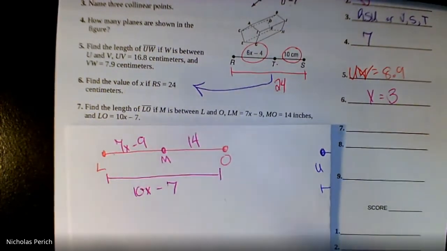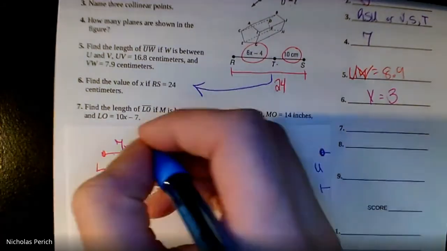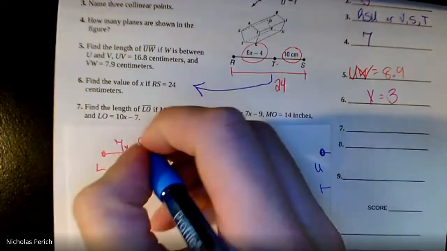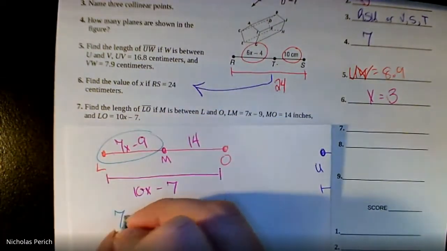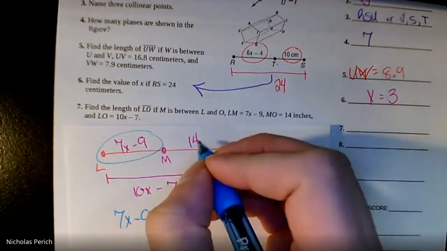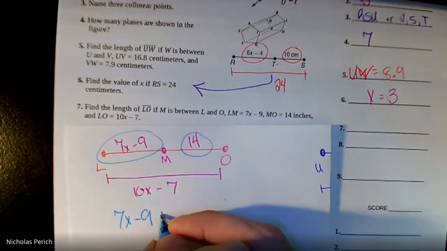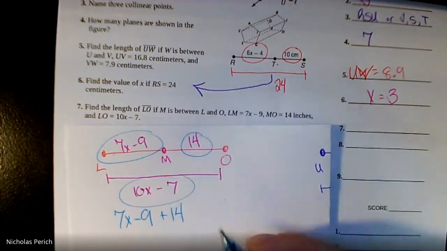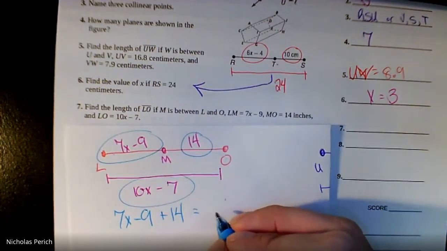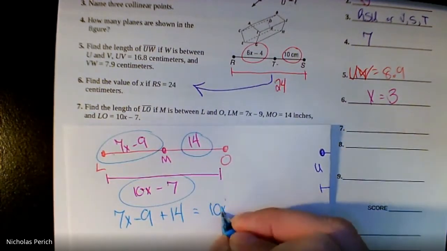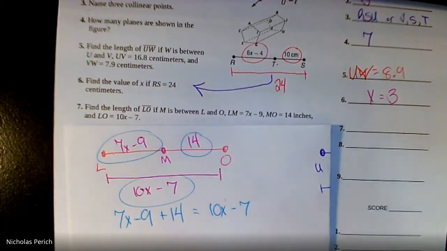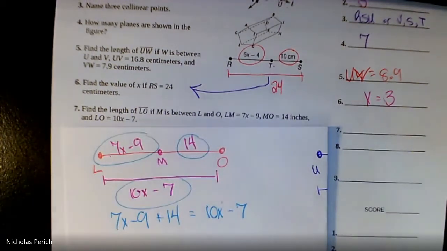So it looks like LM plus MO is going to equal LO. So I'm going to set that up. LM plus MO equals LO.